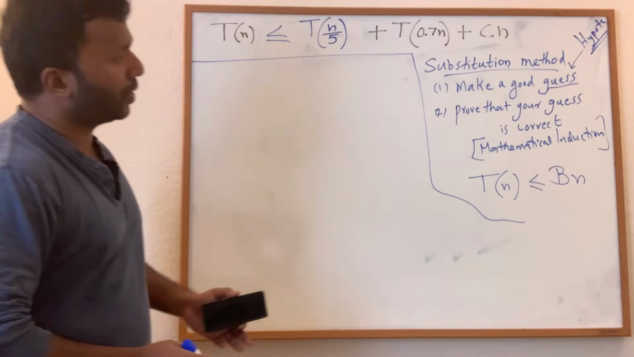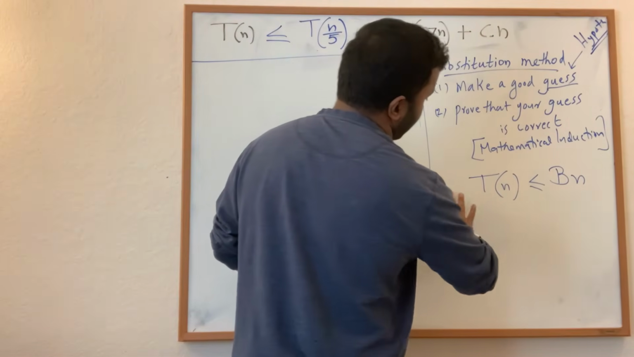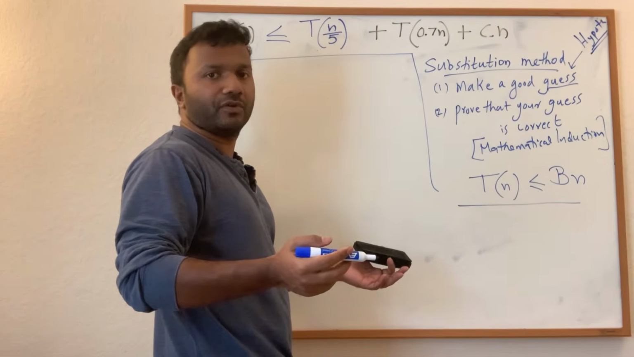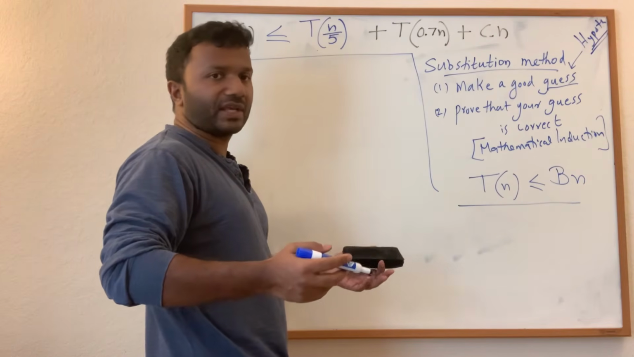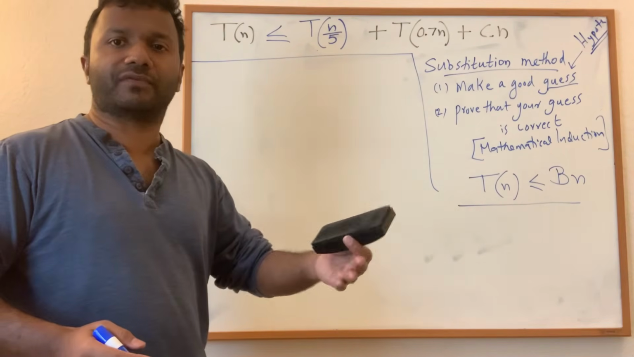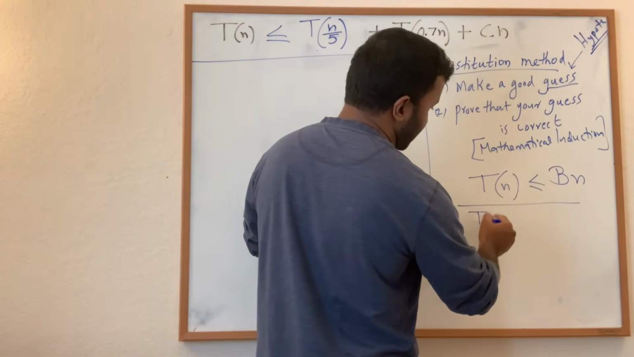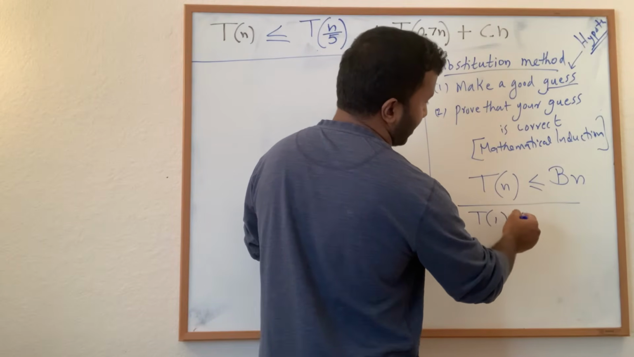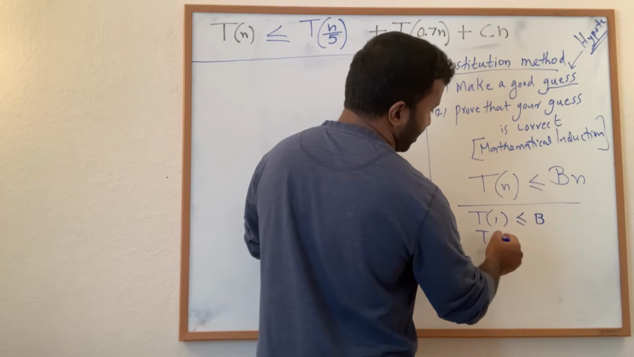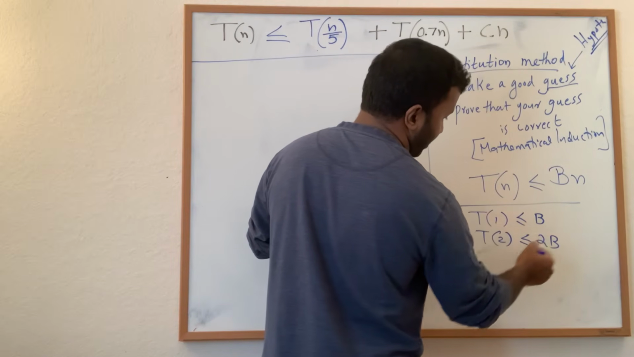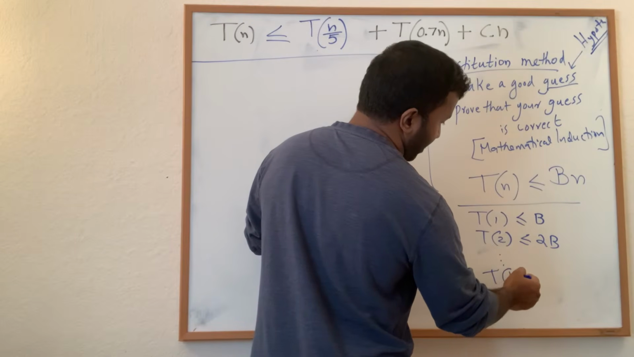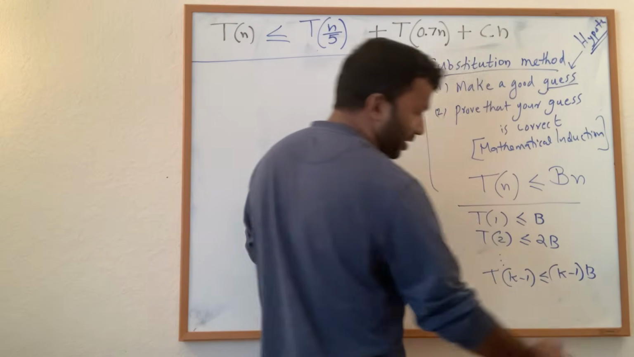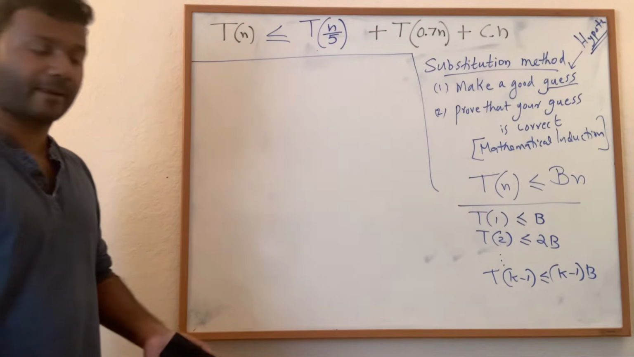All right. So I'm going to assume that this is true for some value of k. For some k, I'm going to assume that this is true for 1, 2, 3, 4 up to k minus 1. So that means T1, or T of some constant, is less than or equal to B. T2 is less than or equal to 2B. T of k minus 1 is less than or equal to k minus 1 times B. That's what we do in recursion, right?